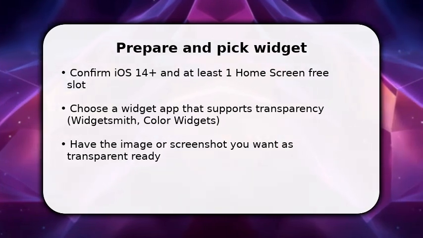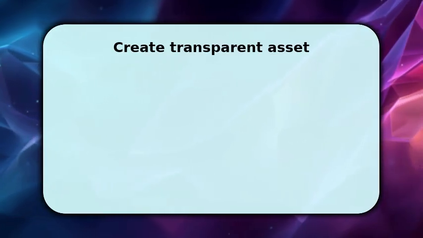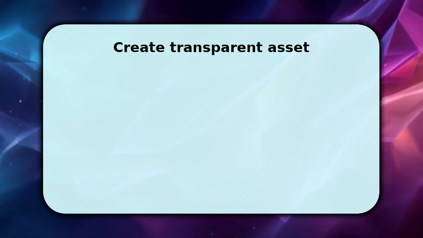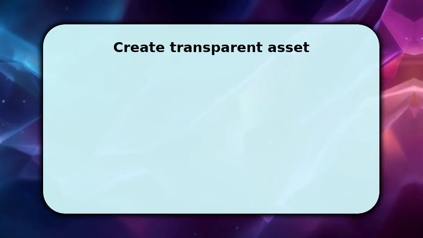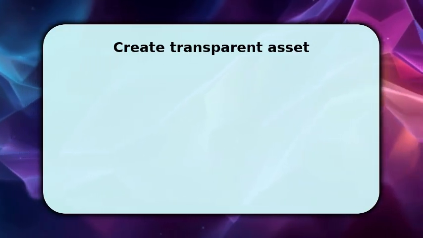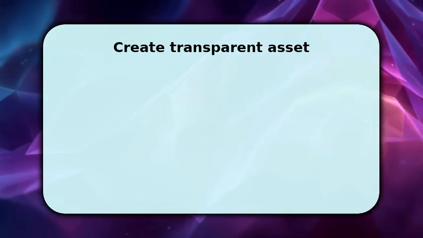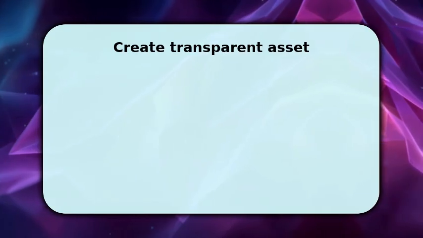Now create a transparent image with an editor that supports alpha channels. Remove the background or erase unwanted areas, then set those areas to 0% opacity so they become see-through. Export as a PNG with transparency preserved. JPEG will not work. Once exported, import the PNG to Photos and inspect it.